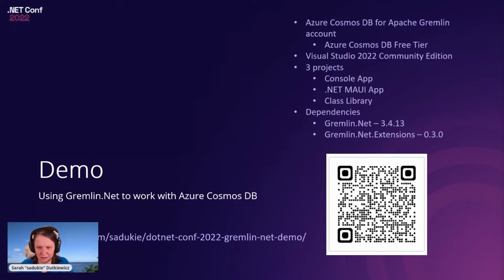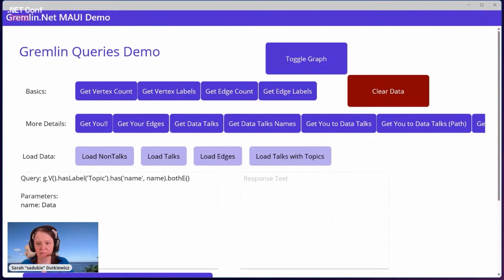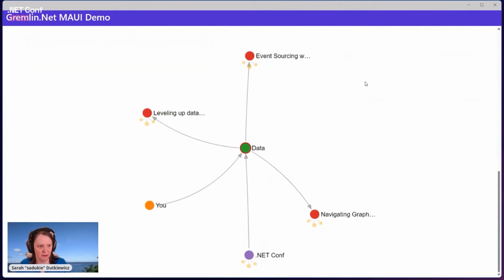First, I'm going to bring up the MAUI app. All right, so this is my MAUI application. It's got all sorts of things going on here. We want to talk about vertexes and edges and a graph, so I'm going to toggle my graph, which is down below. You'll know because my scroll bar has shrunk or grown. This is the graph that we're talking about.